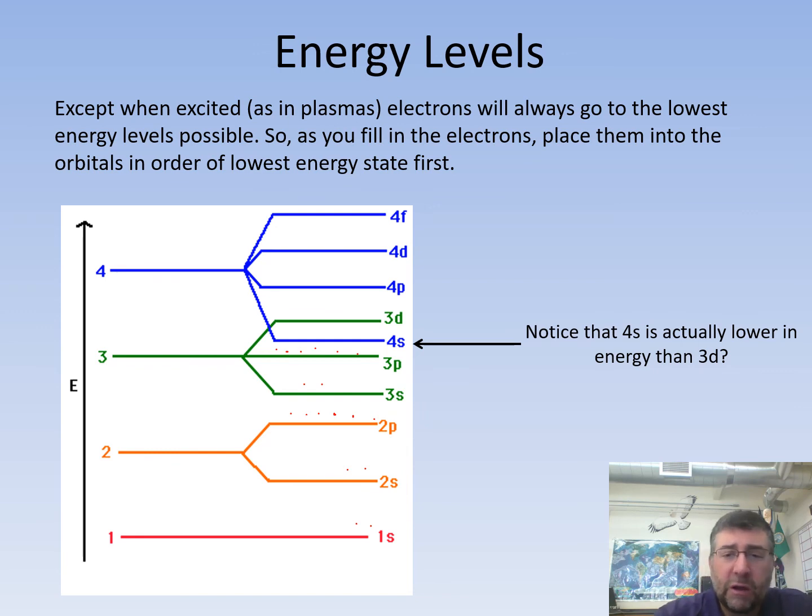And just a little note here, you'll notice that the 4s is lower than the 3d. We haven't talked about what d orbitals are. We'll get to that later on. But after 3p, we jump to 4s.